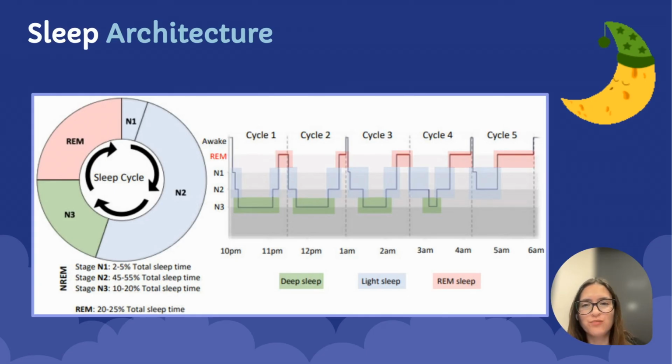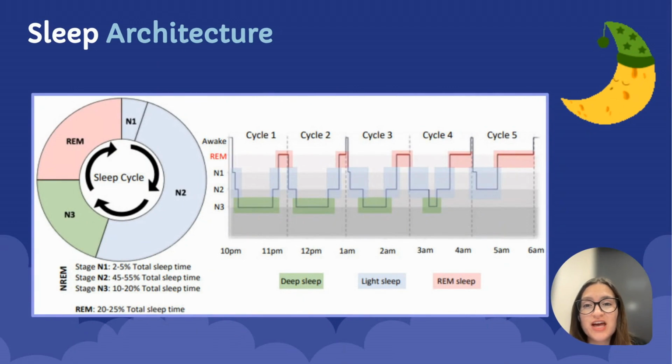We begin with stage N1, the lightest stage of sleep. This is a transition from wakefulness into sleep. Heart rate and breathing start to slow, muscles relax, and the brain begins to disengage from the outside world. Most people don't even realize they've fallen asleep during this stage. Next is N2, still considered light sleep, but deeper than N1. Heart rate and breathing continue to drop, body temperature decreases, and the brain becomes less responsive to external stimuli. This stage makes up the largest portion of total sleep time.